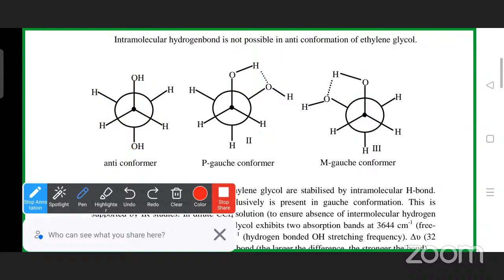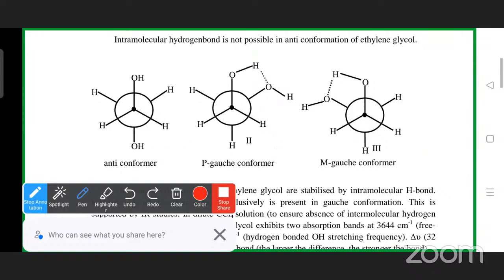Okay. So here the two same groups, the hydroxy groups, are on the anti-clockwise side, so it is minus, M, and here it is on the clockwise direction, so it is plus, the P. Both are Gauche only, but due to the position of the hydroxy groups, it is assigned as P and M here. Now here you see, among these, the anti-conformation with P Gauche and M Gauche.